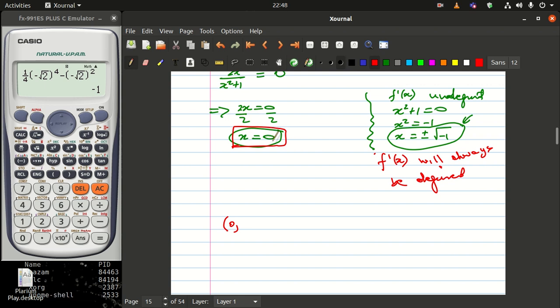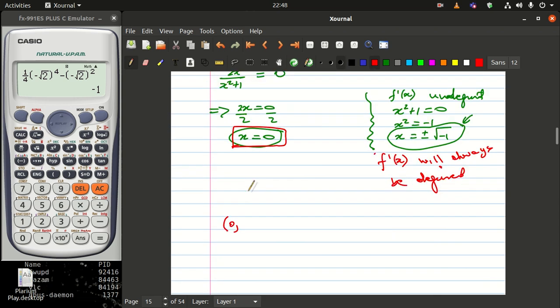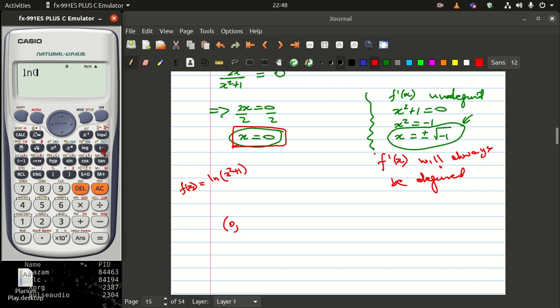But now the question is saying use the second derivative test. In other words, use the information that you have here to determine if we have a local max or a local min. So if x is equal to 0 here, take note that our f of x was the natural log of x squared plus 1. So if x is equal to 0, 0 squared is 0, 0 plus 1 is 1, and we know that ln of 1 is 0. So we have the point (0, 0).